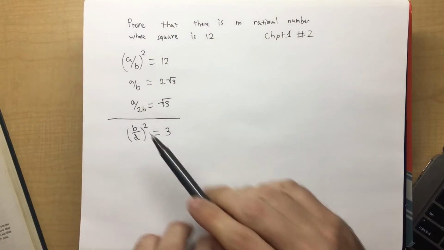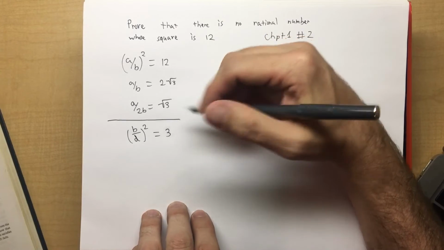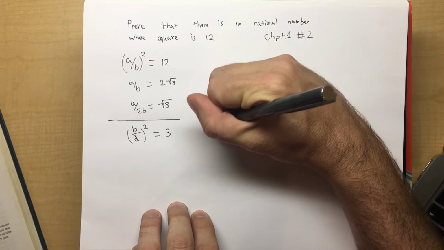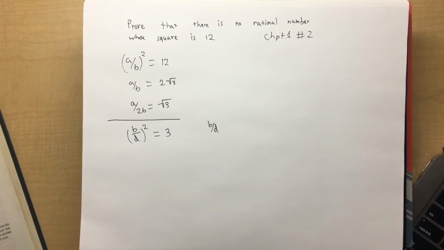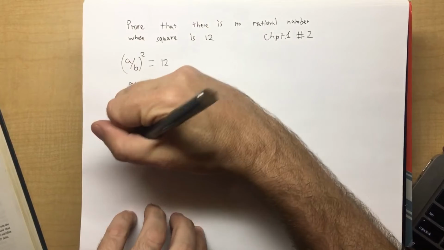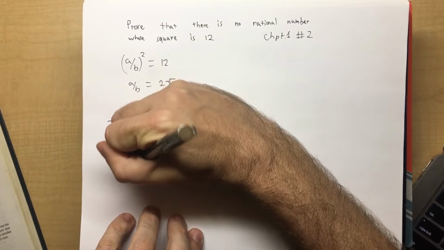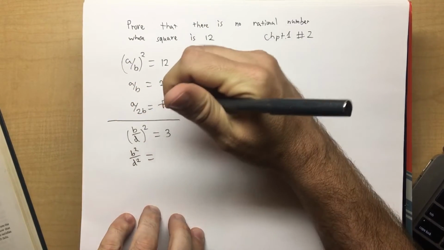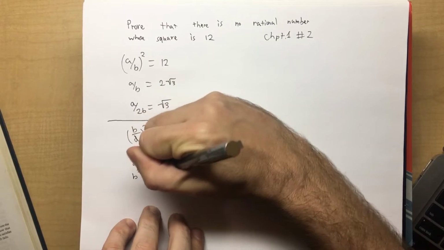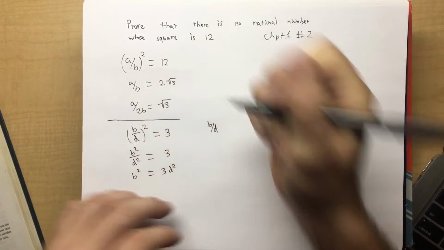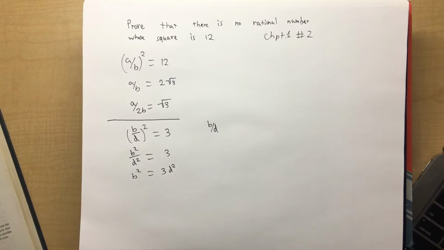So first we're going to assume this to be true, and we're going to assume that b over d is in lowest terms, or mutually prime. So we're going to get b squared over d squared equals 3, or b squared equals 3d squared. So that's just simple algebra. But here's where the key part is.